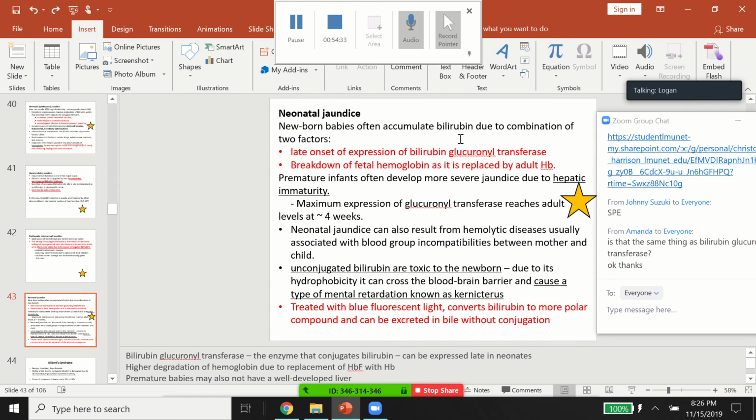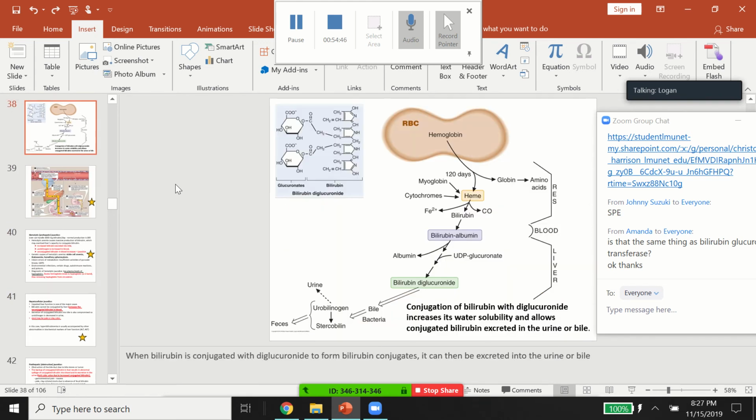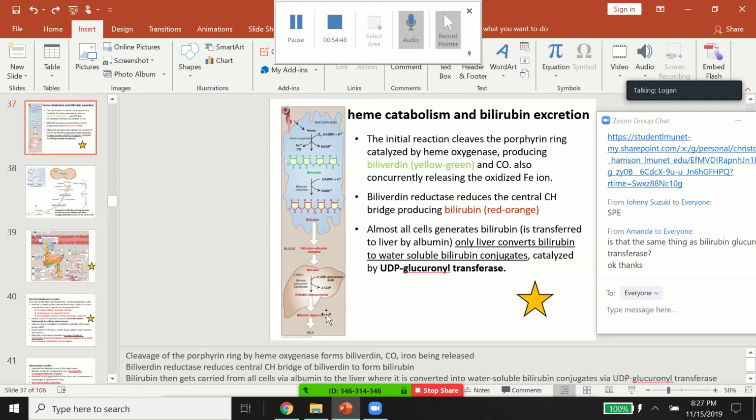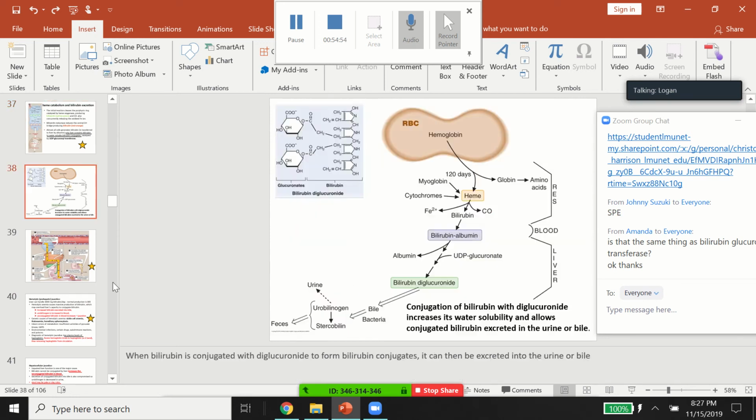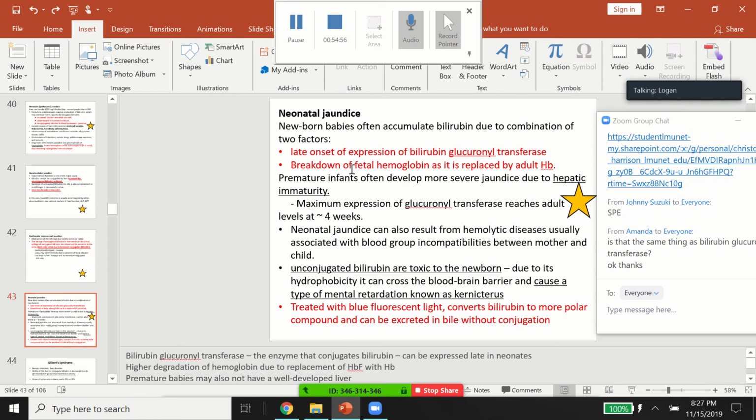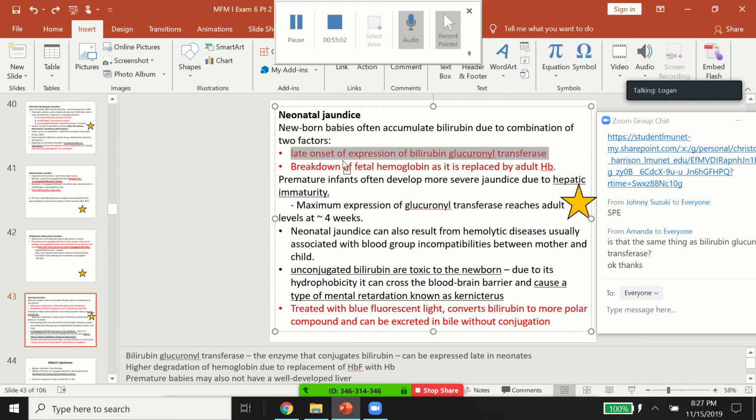But yeah, neonatal jaundice. So what this is actually is late onset of expression of that bilirubin glucuronyl transferase. So if you remember, that's that question you were asking me earlier, Amanda, about what the difference is between UDP glucuronyl transferase and the one I just mentioned. That's the same enzyme. So UDP glucuronyl transferase and bilirubin glucuronyl transferase is the same thing. But that is what results in neonatal jaundice, that late onset of expression of that enzyme, otherwise known as UDP glucuronyl transferase or bilirubin glucuronyl transferase.